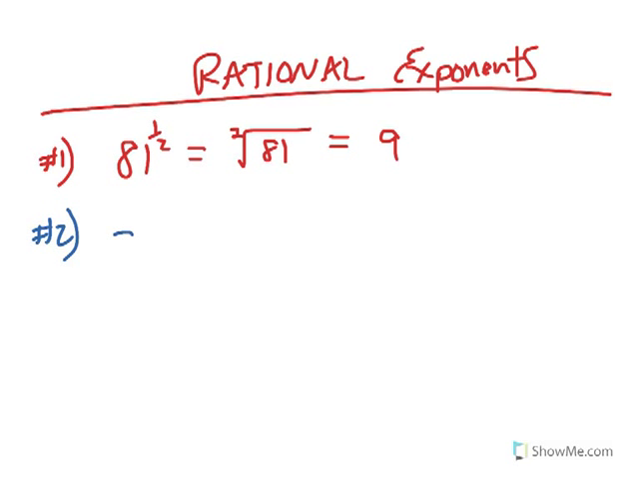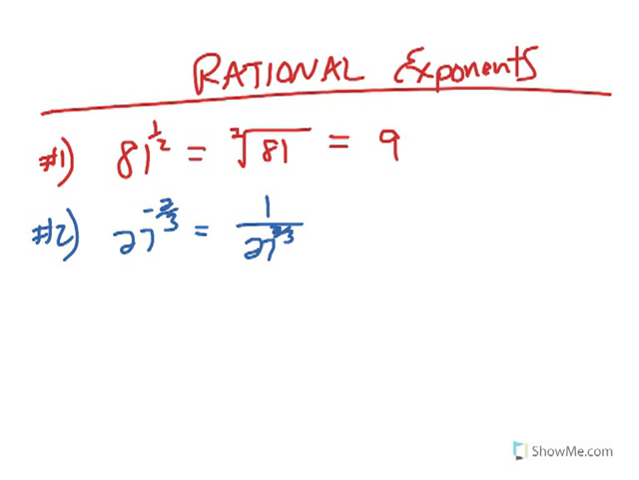Second example, 27 to the negative 2/3. The order in which you do these problems does not matter. So the way that I'm going to do this may be a different order than what you would have done, but if you follow the rules and get the same result, then that's all that really matters. I don't like the fact that my exponent is negative. So to change it, I'm going to take the base and reciprocate it. My base is 27. Reciprocating it would be like so. My exponent for that 27 is 2/3.